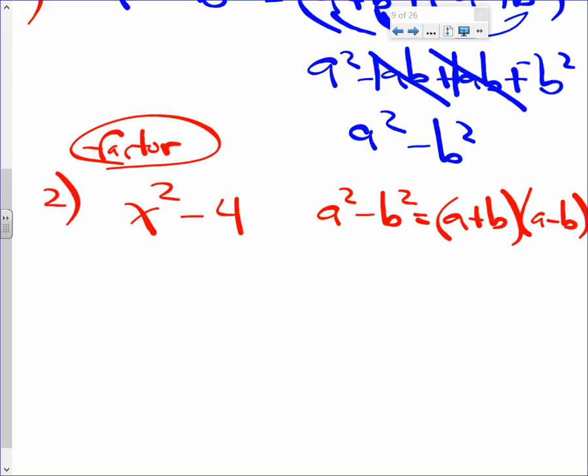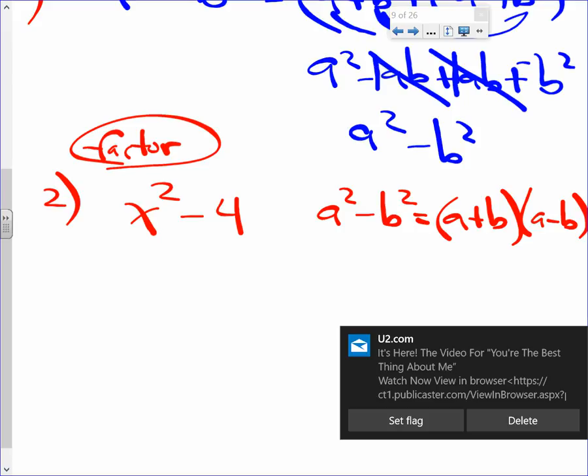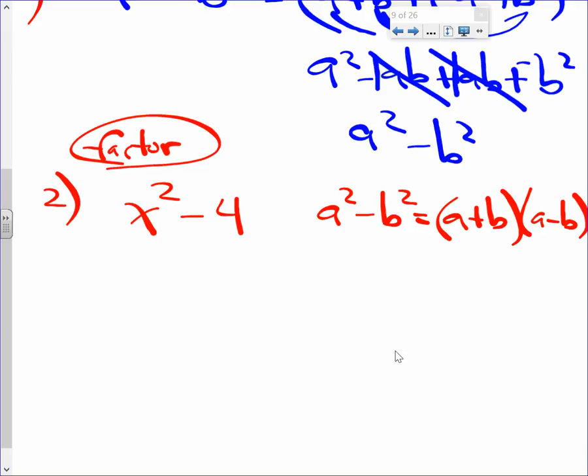Is that something to the second power? Yeah. How can I rewrite the number 4 as something to the second power? What to the second power becomes 4? So I'm going to rewrite this as x squared minus 2 squared. Isn't this the same thing as that? So now we have a difference of two squares. It's going to follow this pattern. My a value would be my x here, and my b value would be the 2.